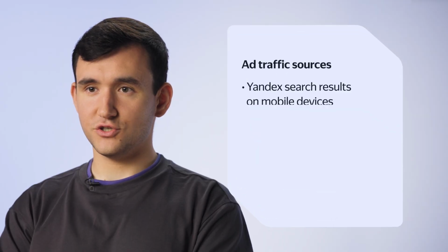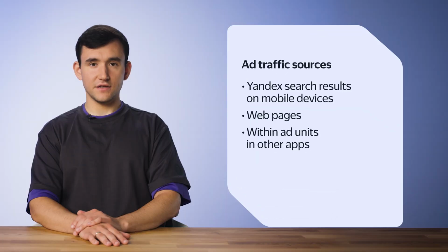So, where can we see app ads? We categorize 3 sources of ad traffic. The term ad traffic source refers to the source where a given ad can be displayed. Ads for mobile apps can appear, first, in Yandex search results on mobile devices. Second, on various web pages and even within ad units in other apps. All of these resources are collectively called the Yandex Advertising Network. We distinguish Yandex services separately, even though they're also part of the advertising network. I'll explain the reasons for this distinction later in the video. Let's examine each of the sources in a little more detail.